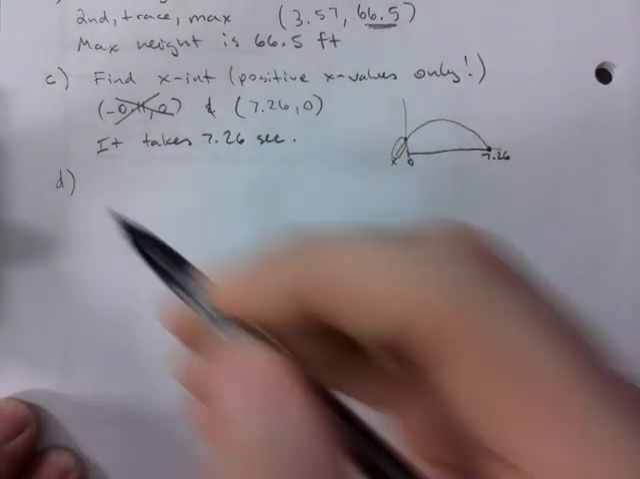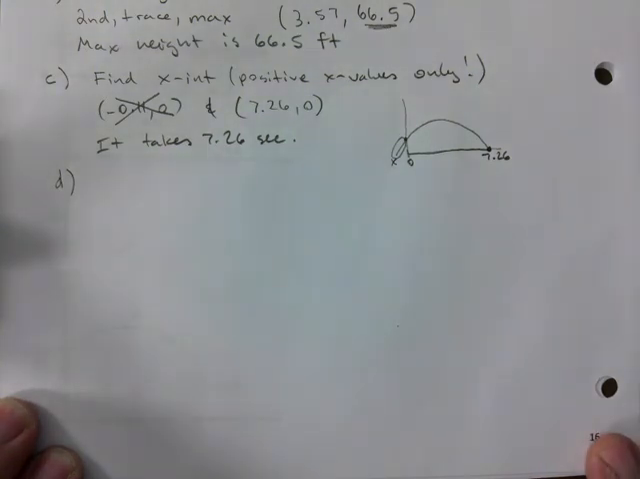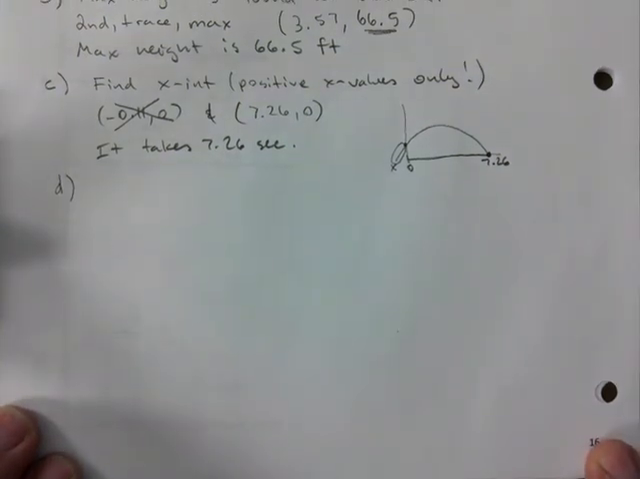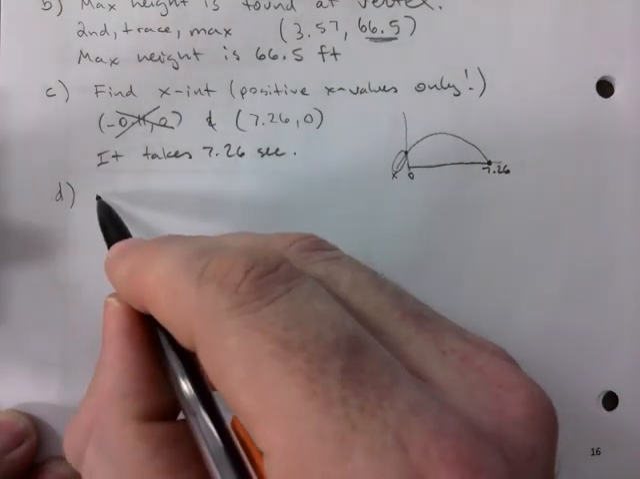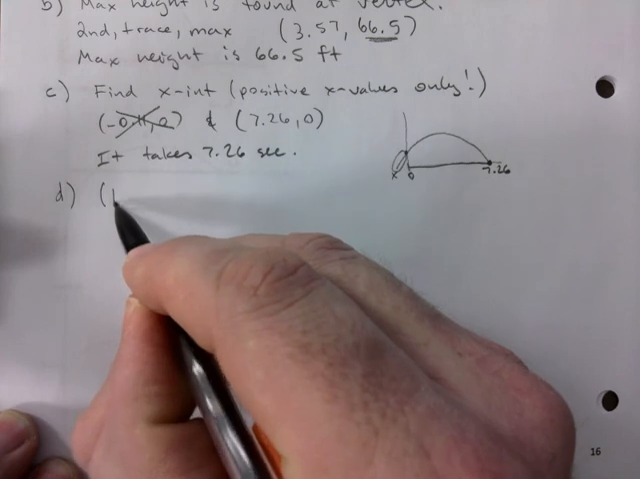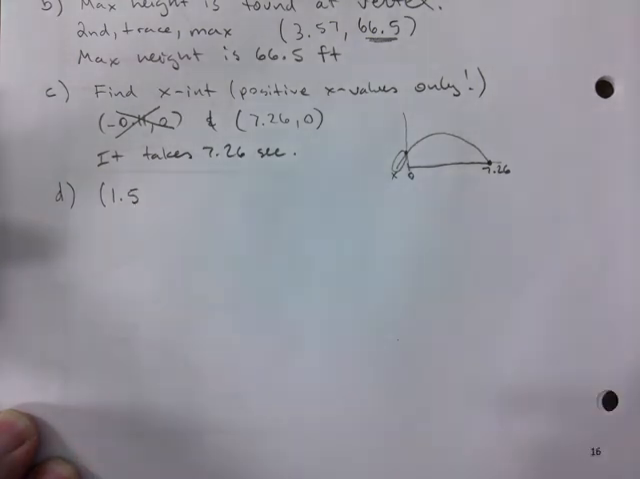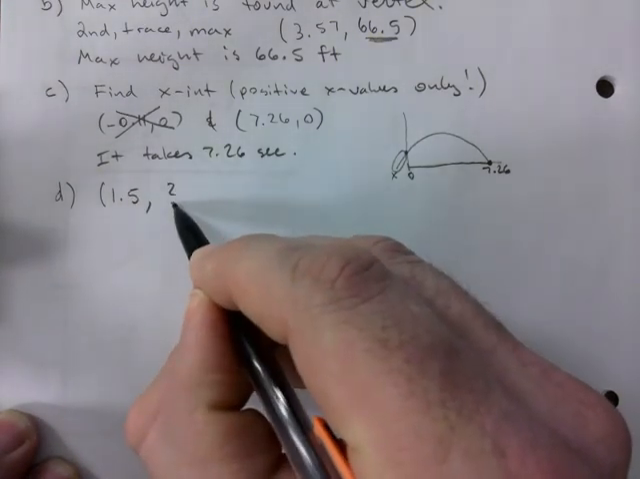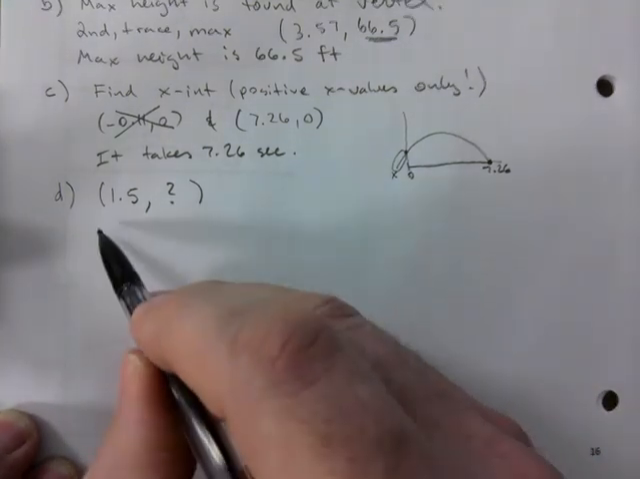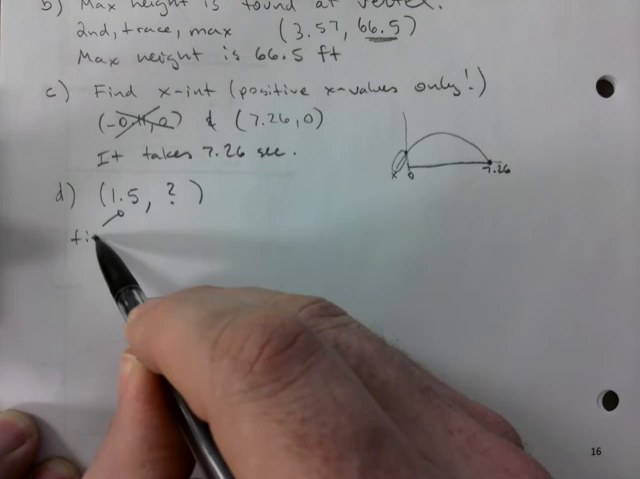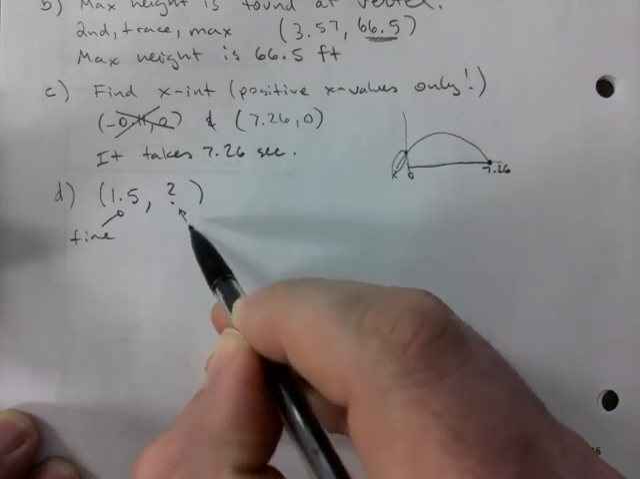D. Read with me, okay? I'm looking at D here. Calculate the height of the ball 1.5 seconds after being hit. So basically what it's asking is, if x is 1.5, then what is the height? Right? Time, height.